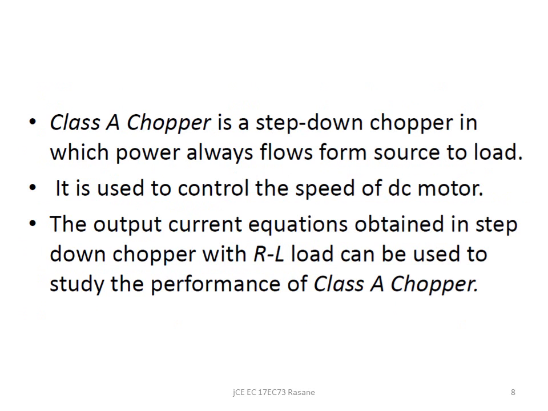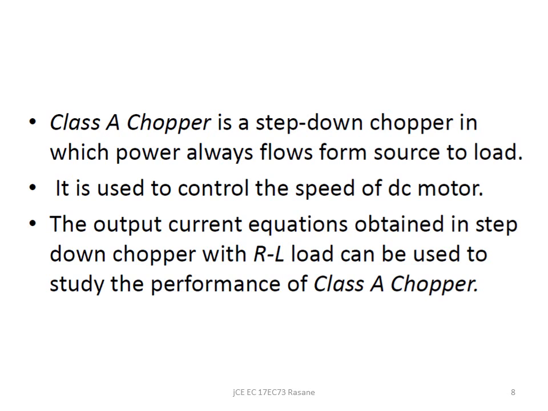The class A chopper is nothing but the step down chopper, in which power always flows from the source to the load. It is used basically to control the speed of the DC motor. The output current equations obtained in step down chopper with RL load can be used to study the performance of class A chopper.